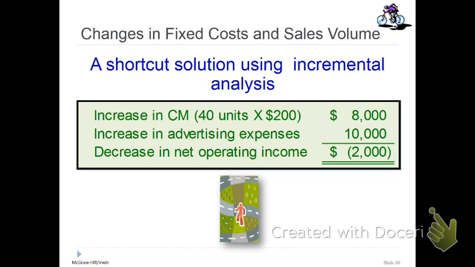Okay, and this is my incremental analysis explanation, which I just explained. This is the quick down and dirty way to do it without recreating an entire income statement from scratch.